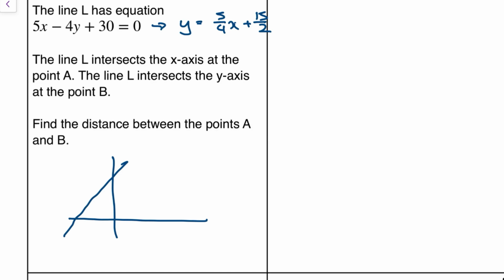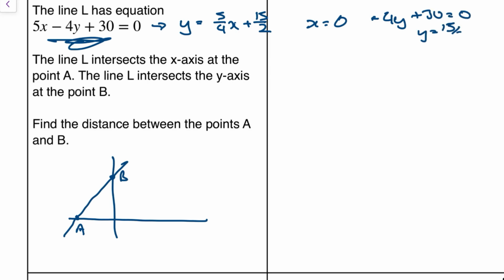Well, let's actually write this one as well. So x-axis at A and y-axis at B. Find the distance between A and B. So in other words, find the points A and B, then do Pythagoras. So let's just do that. So if x equals 0, then y, and I'm going back to here, by the way, because it's slightly easier. So if x equals 0, then minus 4y plus 30 equals 0, which means that y is equal to 15 over 2. Well, I knew that anyway from the rearranged equation.